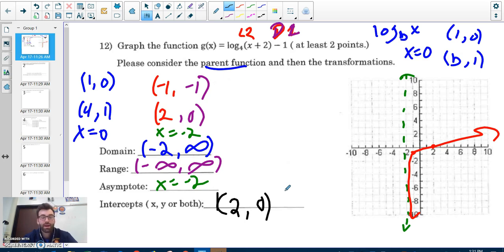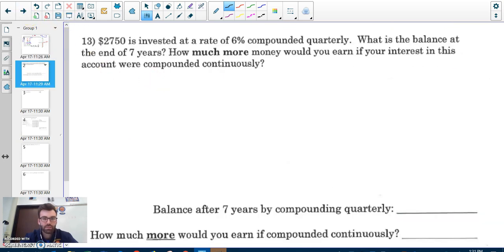I can also look at the table function by plugging this into the calculator and pressing second graph. What I end up getting is (0, -1/2). Again, plug it in for x, or plug it into your graphing calculator and look at the table. To get the table, you press second graph. Okay? Number 13.